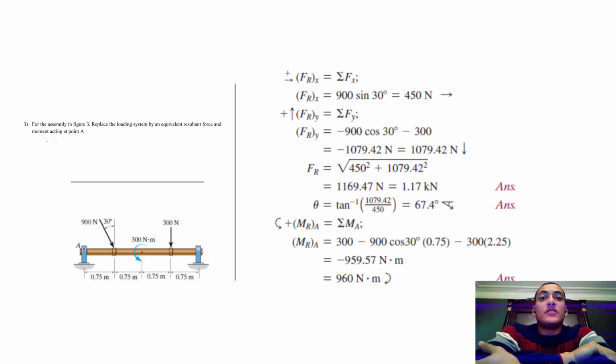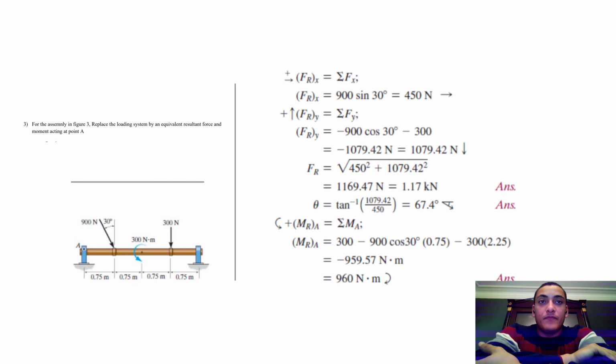So to get the moment, which is the final step before we get our final answer, we have to do 300 minus 900 cosine 30 multiplied by 0.75 minus 300 multiplied by 2.25, which will equal negative 959.57 Newton meter, or 960 Newton meter clockwise moment.